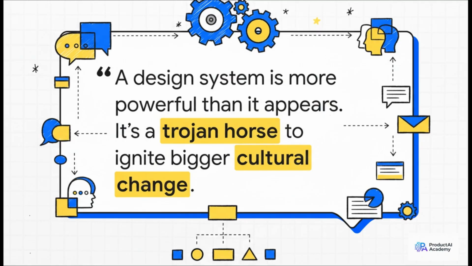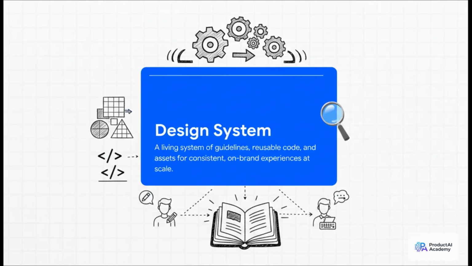A great system really is like a Trojan horse. It gets inside, and it forces teams to align, to communicate, to build a shared language that results in truly cohesive products. It sparks cultural change. So, what's actually in this blueprint? Well, as you can see, a design system is a living collection of guidelines, reusable components, and the code that powers them. It becomes the single source of truth, making sure that everyone, designers, developers, product managers, is building from the exact same set of plans.